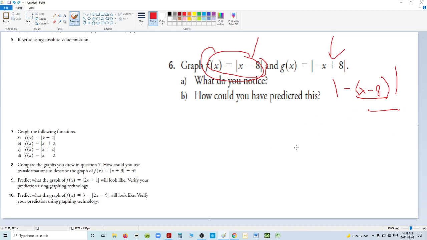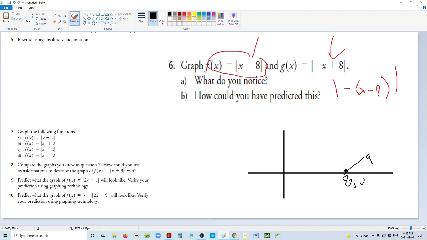So if I'm going to graph it, 1 is going to look like this. It's going to look like a normal absolute value, except that the vertex is now at 8, 0, and it's going to go up 9, 1, 10, 2. And over here it's going to go 7, 1, 6, 2. So that's what that one's going to look like.